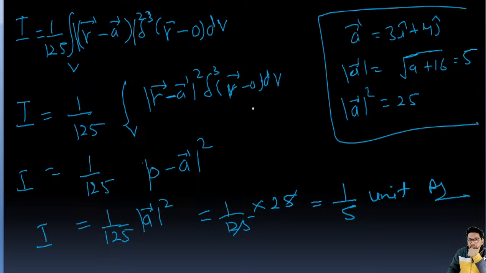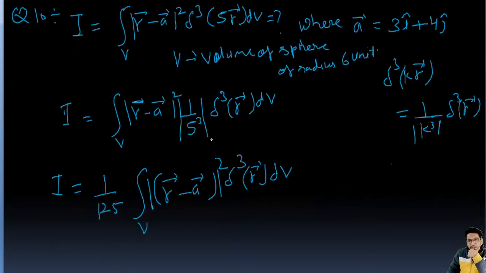This formula you should know: the integral from 0 to infinity of f(x) δ(x minus 0). We know if it comes within the limit, then it is f(a), right? Similarly we have used it here. So we use two properties here. Very good question actually. Here that is δ³(kr).